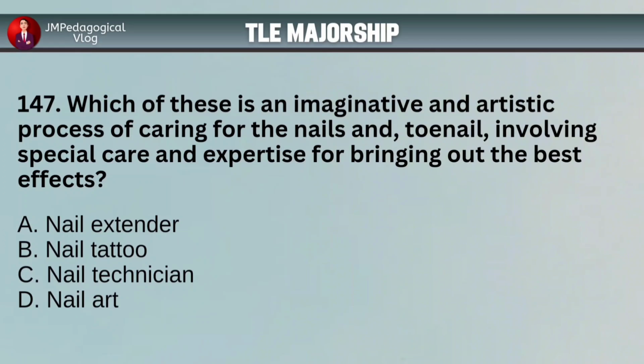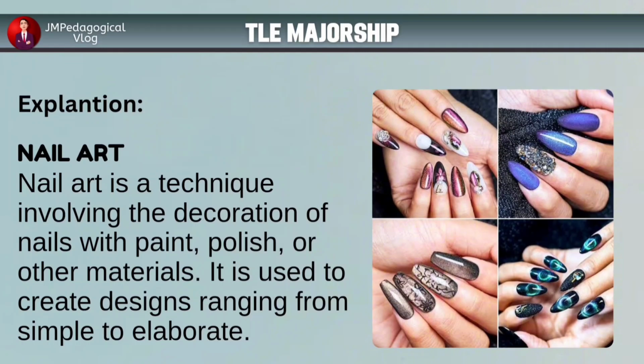147. Which of these is an imaginative and artistic process of caring for the nails and toenails, involving special care and expertise for bringing out the best effects? A. Nail extender. B. Nail tattoo. C. Nail technician. D. Nail art. D. Nail art. Explanation. Nail art is a technique involving the decoration of nails with paint, polish, or other materials. It is used to create designs ranging from simple to elaborate.